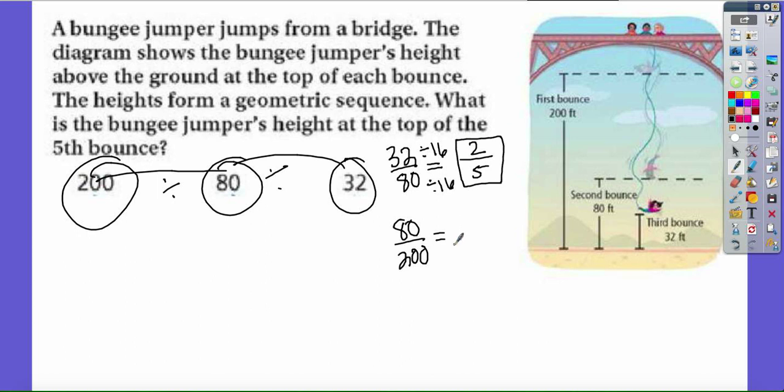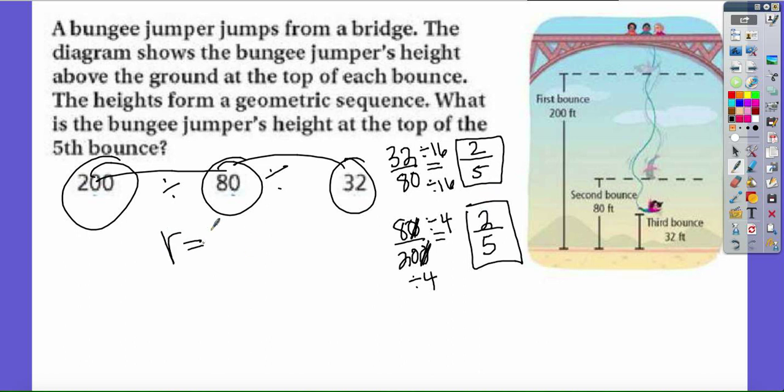If I do it again, and I do 80 over 200 and reduce that, clearly I can cancel out some zeros here, and I'm really looking at 80 over 20. And so 4 will go into 8 twice, and 4 will go into 20 5 times. So again, I have confirmed my common ratio is 2/5.